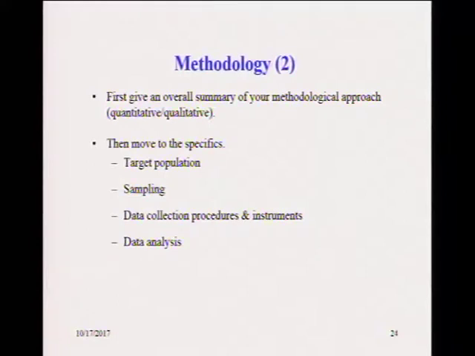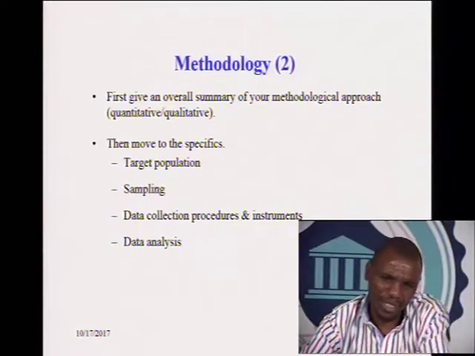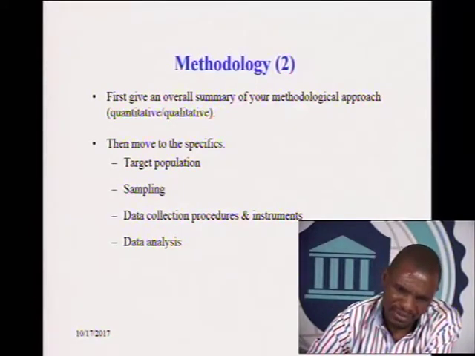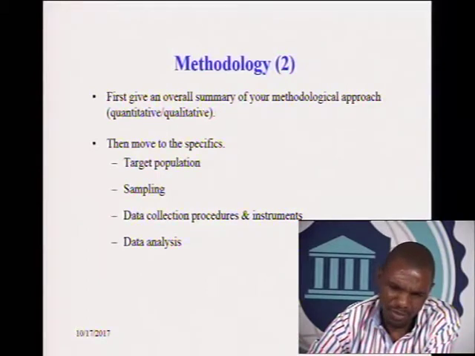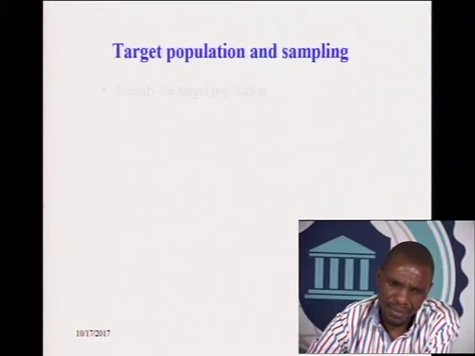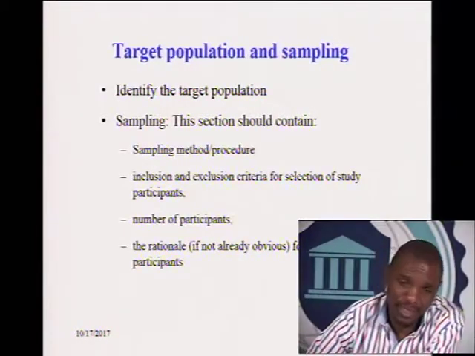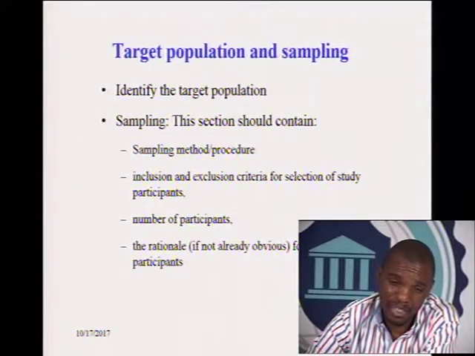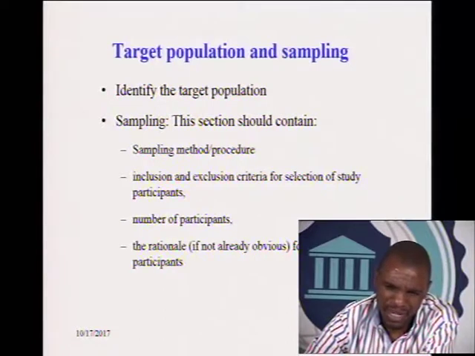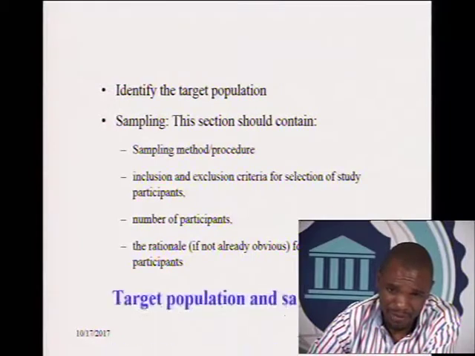First, give an overall summary of the methodological approach, quantitative, qualitative. Then move to the specifics: the target population, sampling, data collection procedures and instruments, data analysis. Your target population, because remember we are doing research. We need our population. You must be able to say, whom am I going to interview? Who am I going to talk to? In order for me to get the information I require, the data I want for my research.